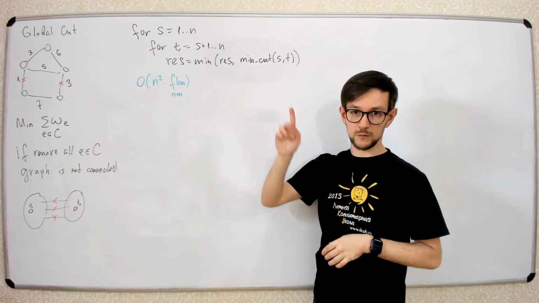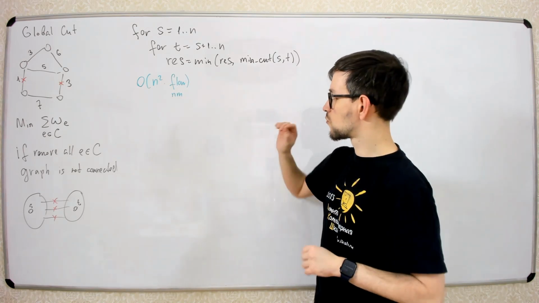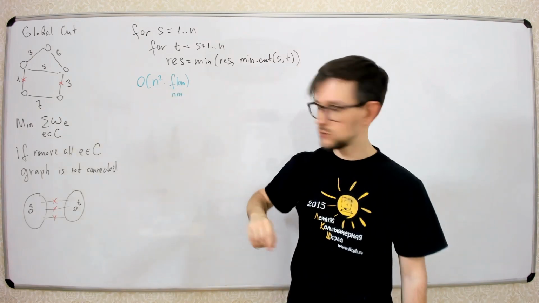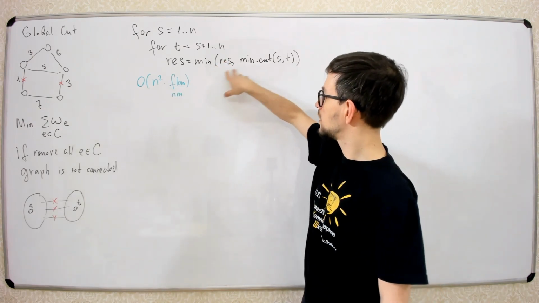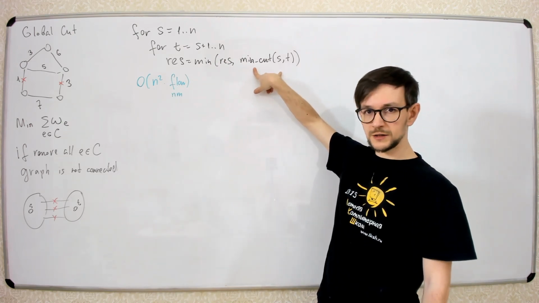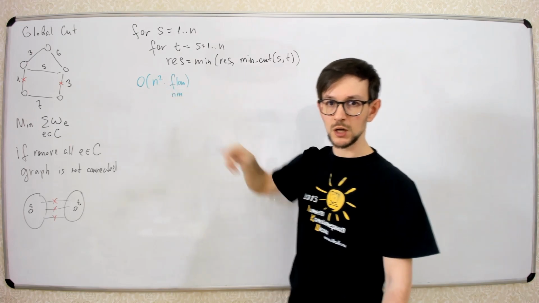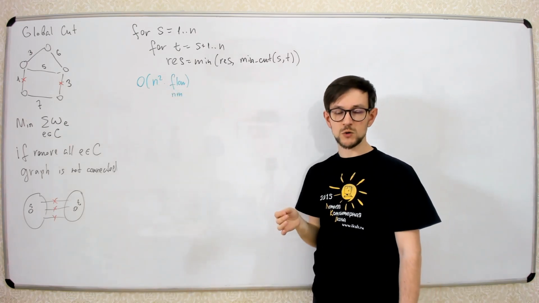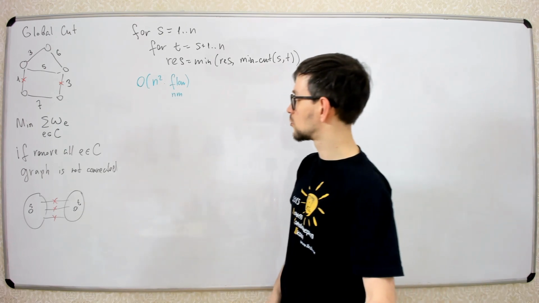Let's improve this algorithm. We can improve it using a very simple trick. We can remove one of these loops. Can you see how we can do it? Right now we call this minimal cut subroutine n squared times. We can actually call it not n squared times, but just n times. Can you see how we can improve it?